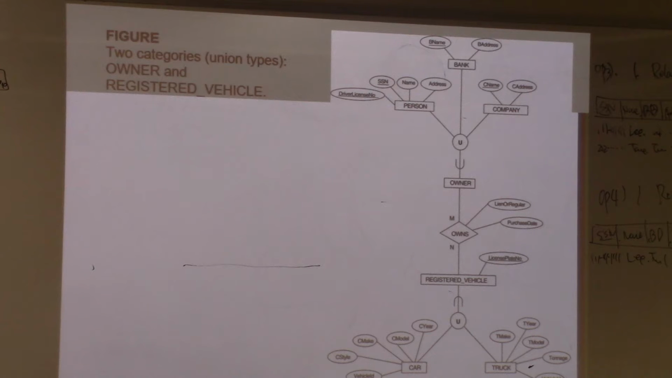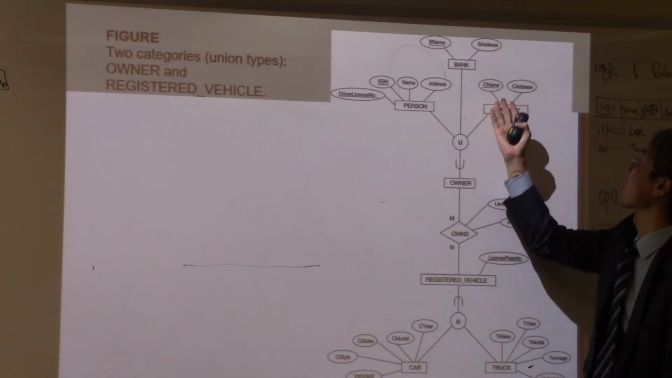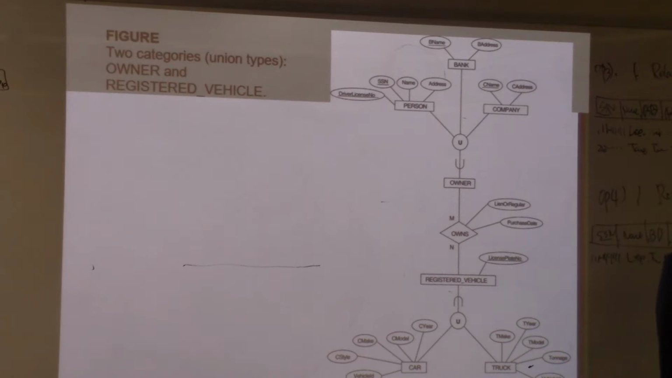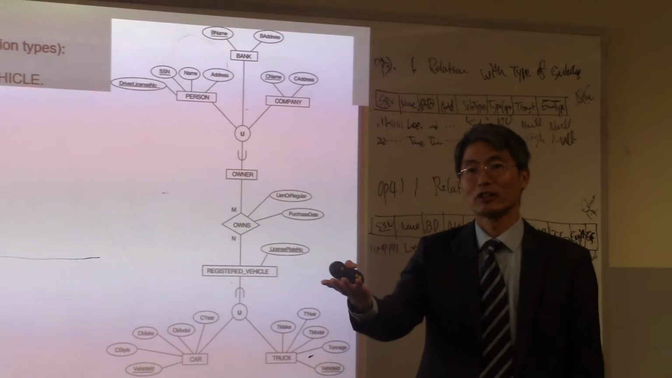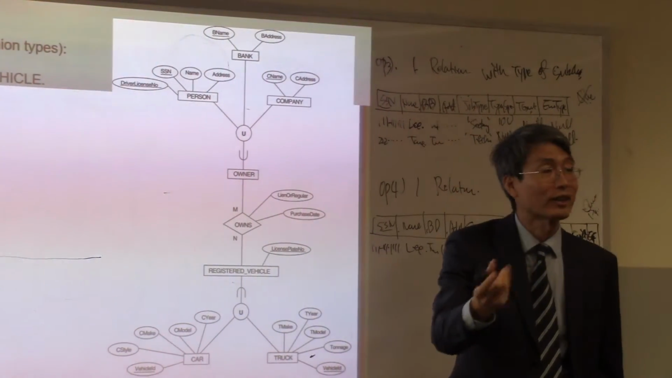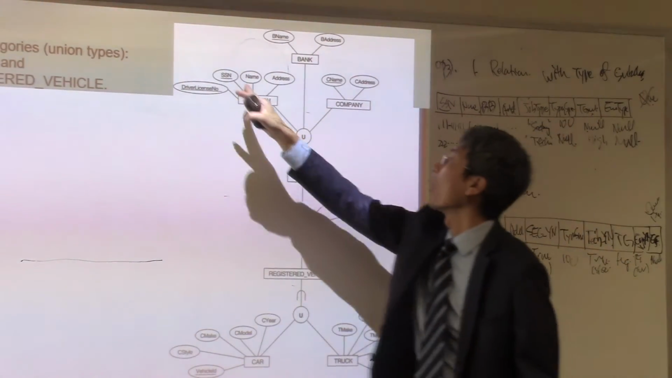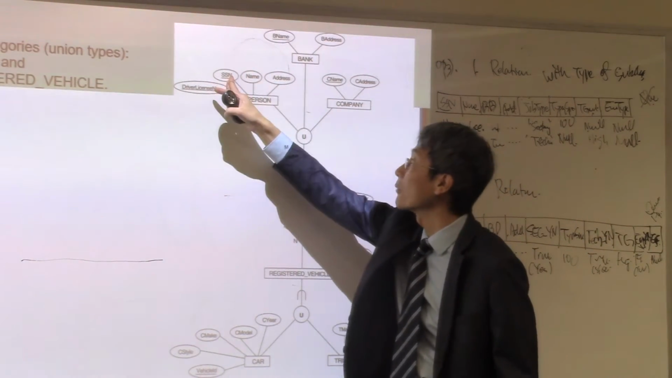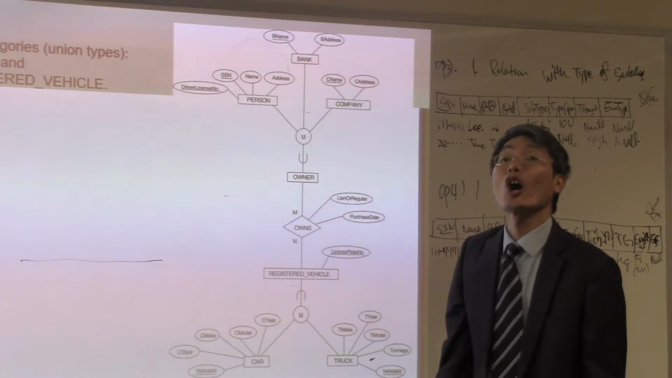Not matching here. If we select this one, it's a person's driver license number, it's not the bank's. The company, no, the company has a CNAME. So to address that problem, we will create an artificial key, which is called a surrogate key. So we will create the owner ID for this. Then owner ID will be the primary key of a person, the primary key of bank, the primary key of company.